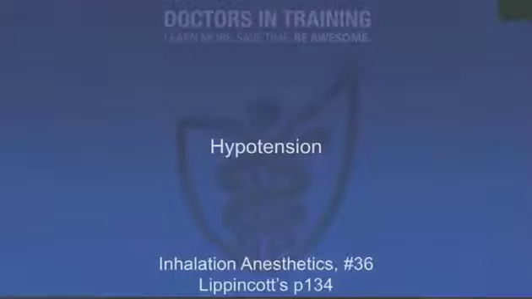The same effect on the coronary blood flow causes vasodilatation elsewhere and can cause some hypotension, so that's something to be aware of. But in general, isoflurane is a very popular drug used quite often.